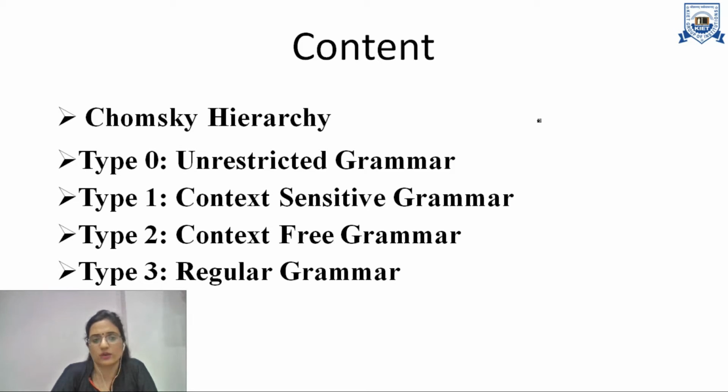After that, type 0 grammar, and type 0 grammar is known as the unrestricted grammar. After that, we will discuss type 1 grammar. Type 1 grammar is known as the context sensitive grammar. After that, we will study the concept of type 2 grammar. Type 2 grammar is known as the context free grammar. And at last, we will study the type 3 grammar, and type 3 grammar is known as the regular grammar.